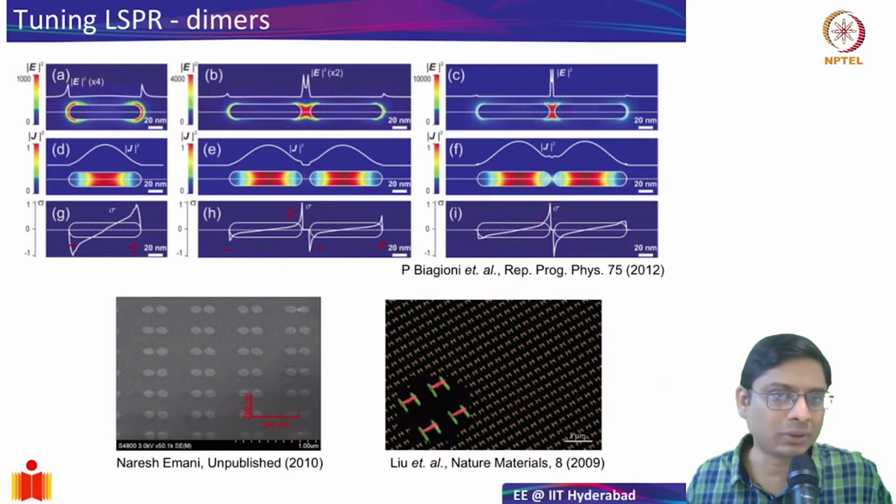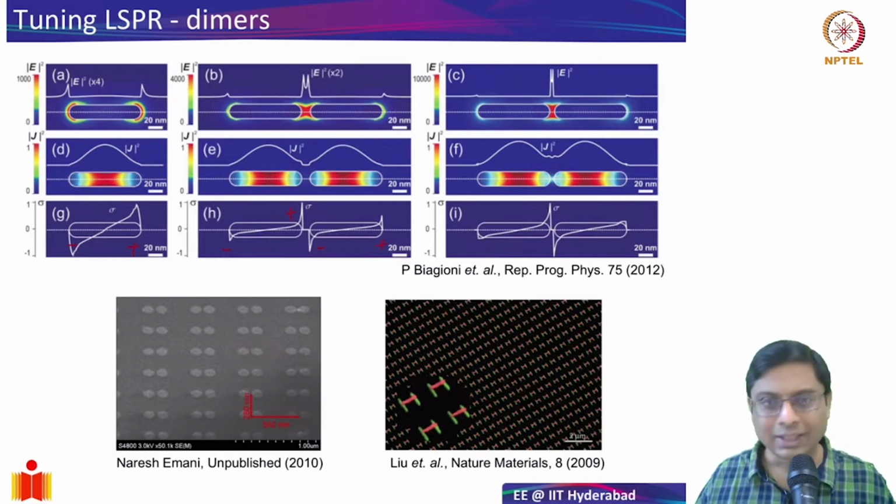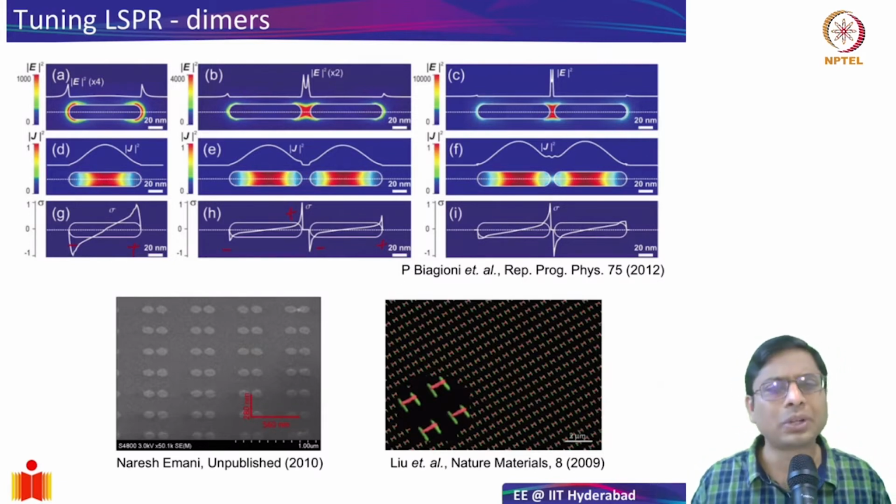So nanorods are not the only geometries. This was some antennas that I fabricated long back. So essentially you have ellipses. You can think of these small discs, and if you reduce the distance between them, again there's a dimer and there's a strong electric field. And people have investigated a whole lot of structures.